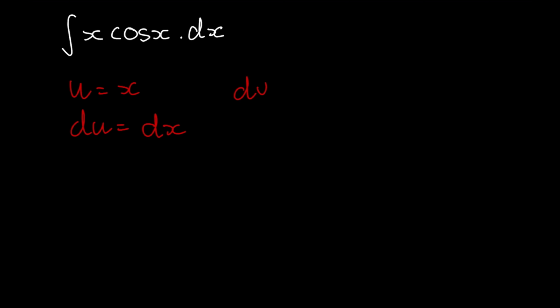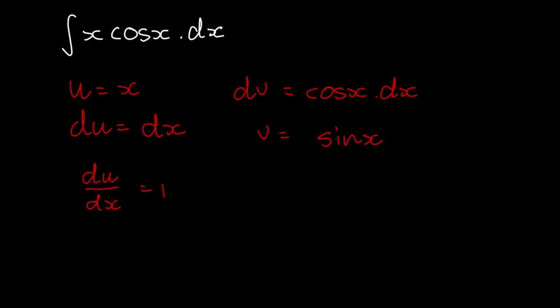And then for dv, we choose that to be cos of x dx. And then the integral of that is sine of x. Now, if this form doesn't really make sense to you, I'd encourage you to think of it in this way. We take the dx across, and what we have is du dx equals 1. And that should be a recognizable form of differentiation for you.